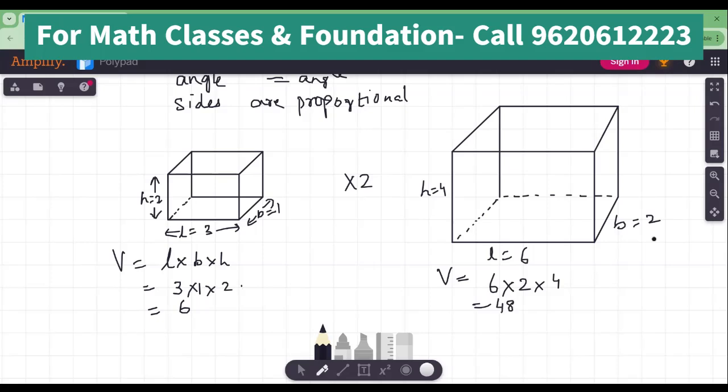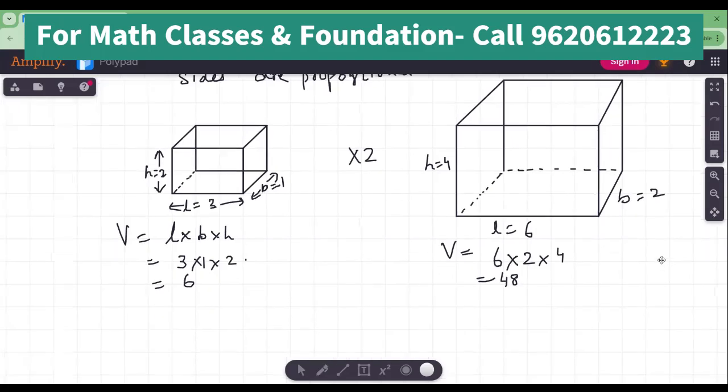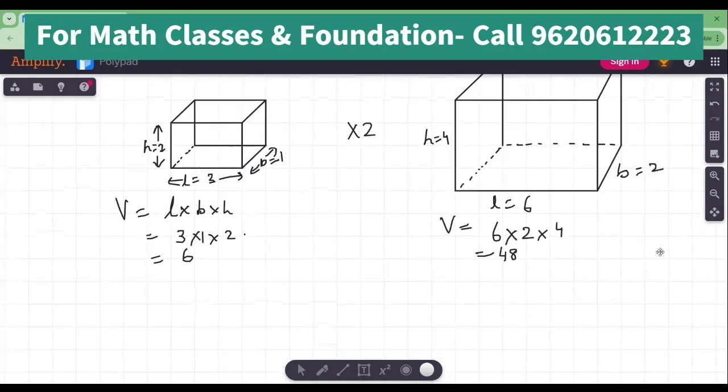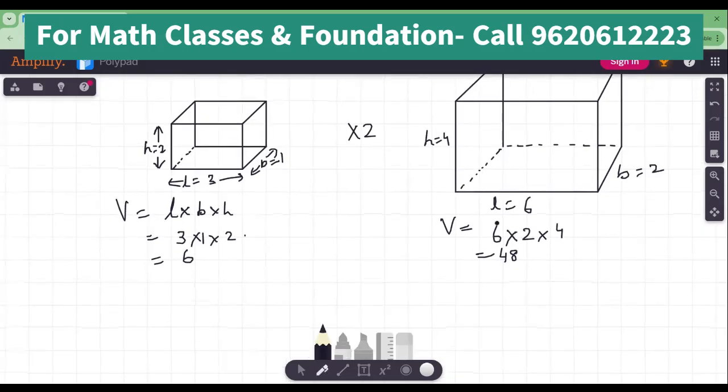Now, let's compare these two volumes. Let's say this is the bigger one, volume 2, and this is volume 1. If I divide volume 2 by volume 1, what will I get? 48 divided by 6. Volume 2 is 48, volume 1 is 6. When I divide this, what will I get? 6 8s are 48, so I get 8.